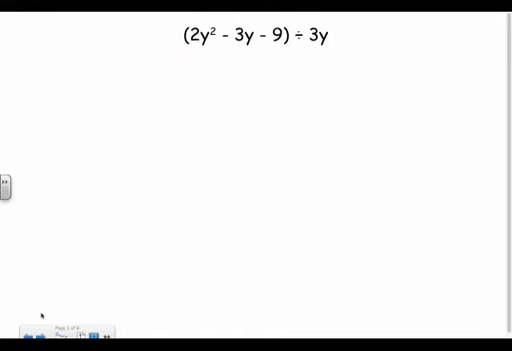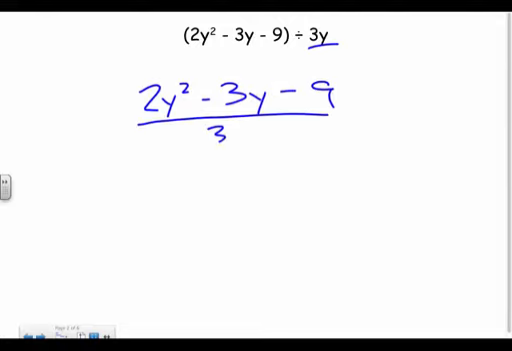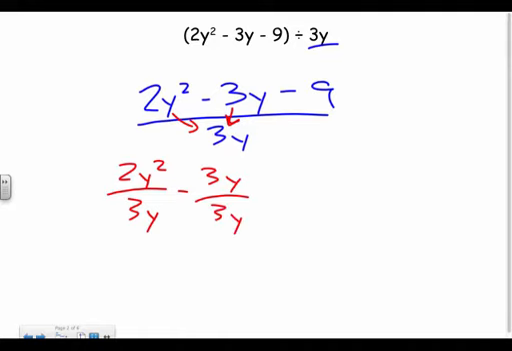All right, so let's take a look here. What are we dividing by? A monomial, so that's right as a fraction. So 2y squared minus 3y minus 9, all over 3y. And then we go ahead and break it up. So 2y squared divided by 3y. Then I have a negative 3y, don't forget that minus sign in front, negative 3y divided by 3y. And then I have a negative 9 divided by 3y.